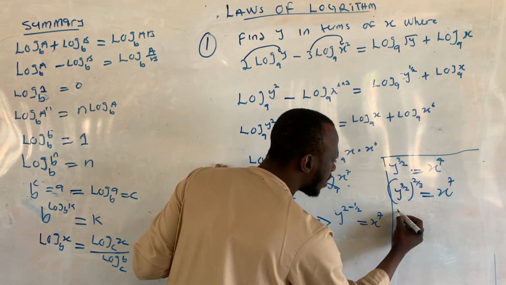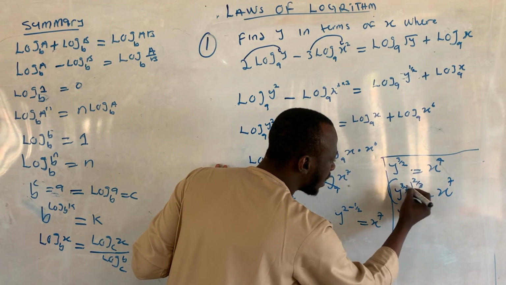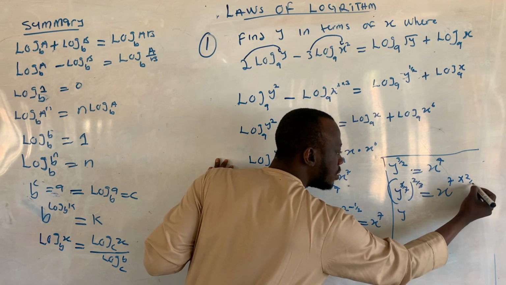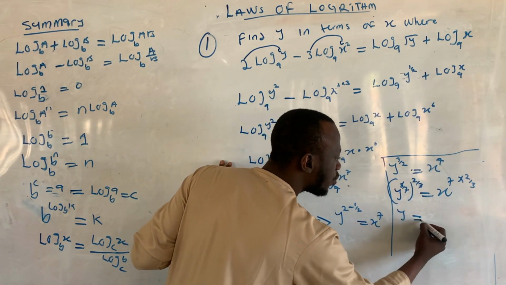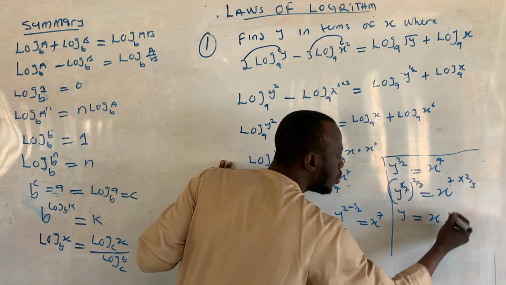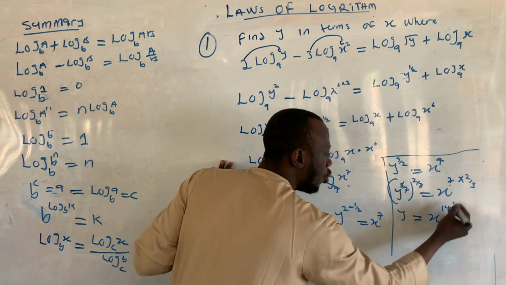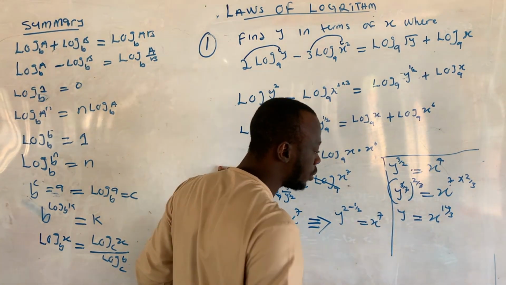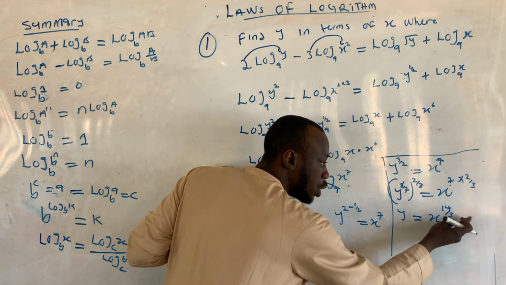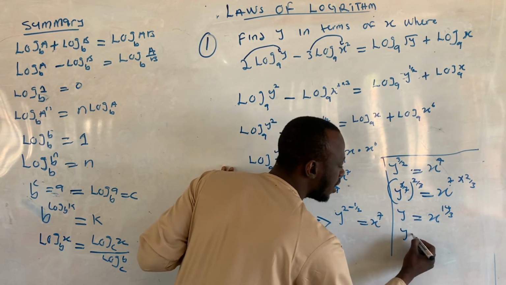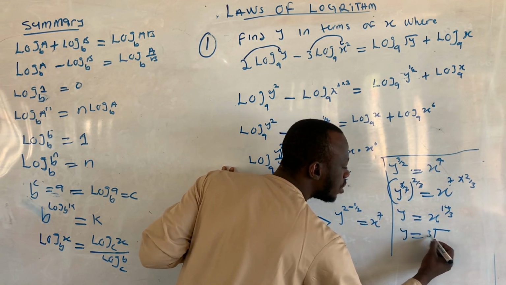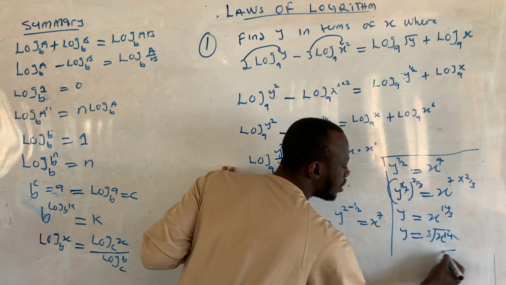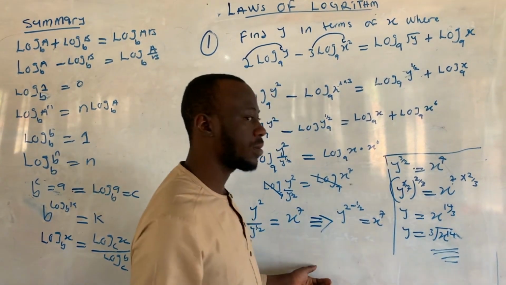Here we have y, the 2 cancels out 2, 3 cancels out 3. Times again 2 over 3, here we have x to the power of 7 times 2, 14 all over 3. So this is y in terms of x. You can still go on to use the law of roots to say y equals the cube root of x to the power of 14. This should be our final answer.